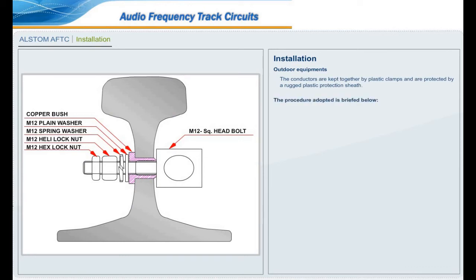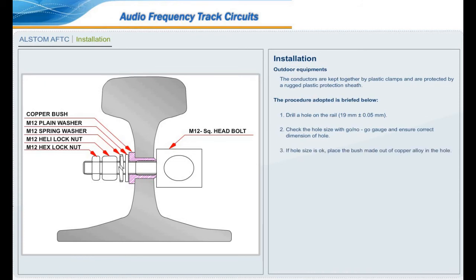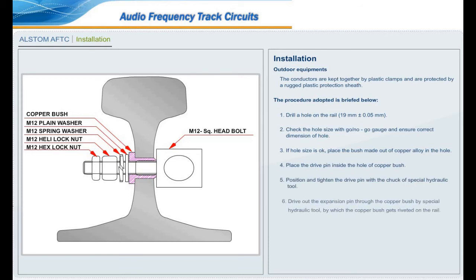The procedure adopted is briefed below. Drill a hole on the rail of 19 mm plus or minus 0.05 mm. Check the hole size with a go or no-go gauge and ensure the correct dimension of the hole. If the hole size is okay, place the bush made of copper alloy in the hole. Place the drive pin inside the hole of the copper bush. Position and tighten the drive pin with the chuck of the special hydraulic tool.